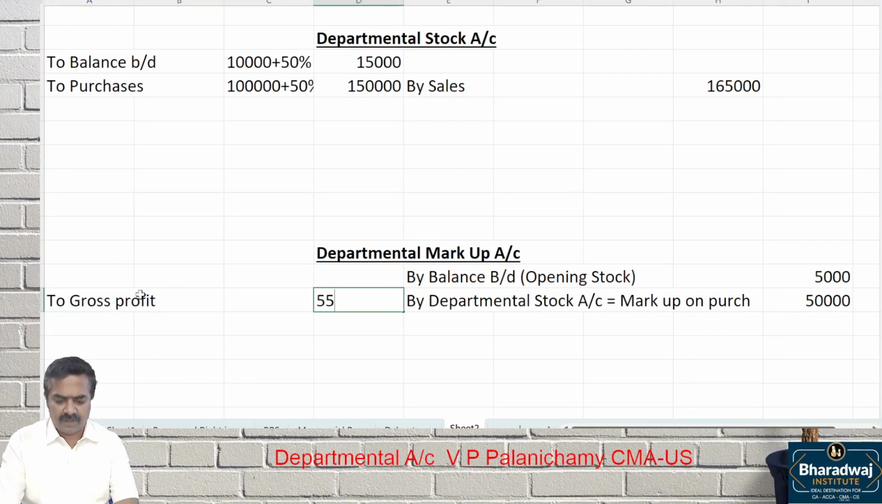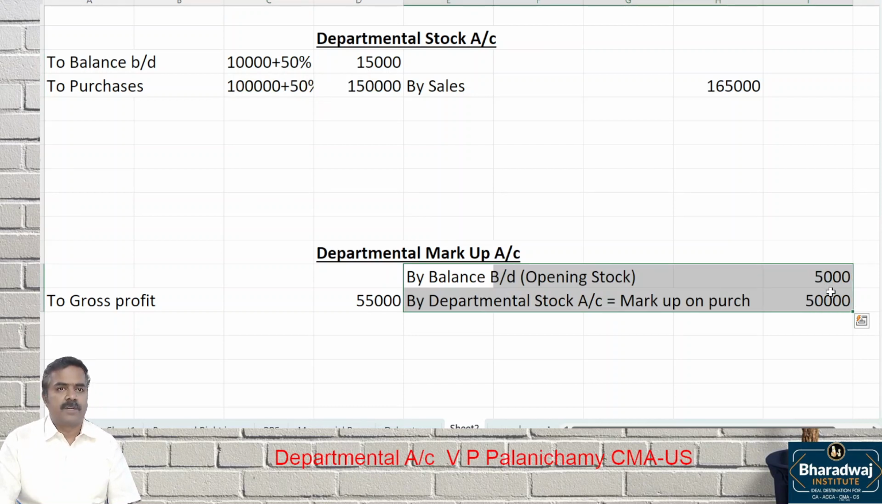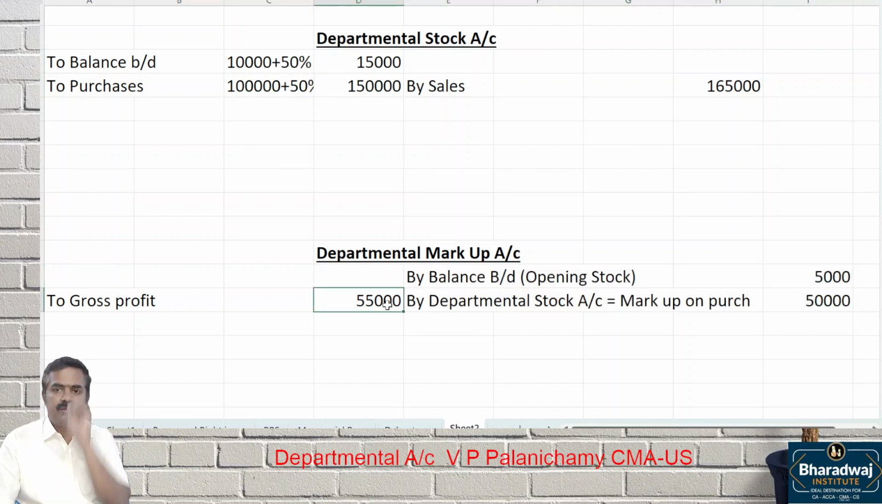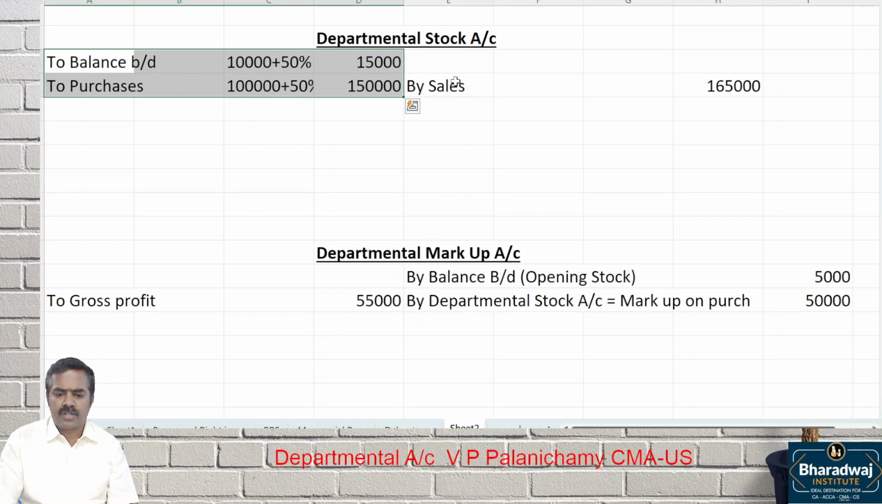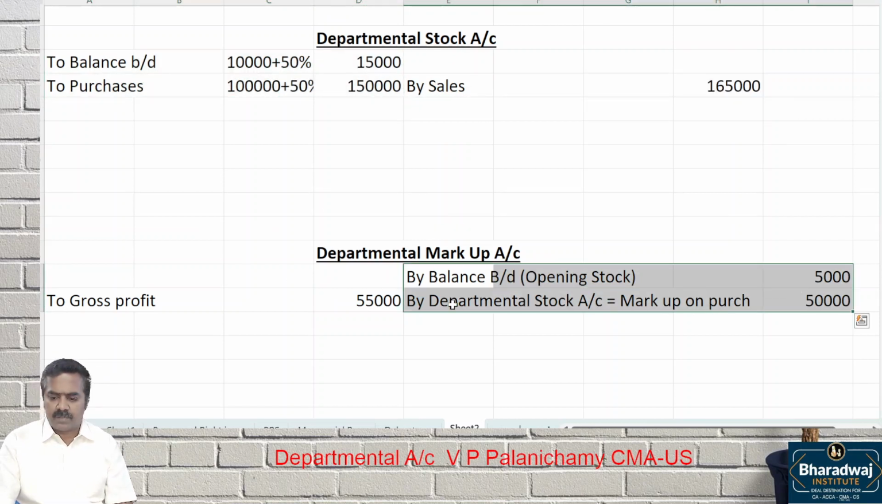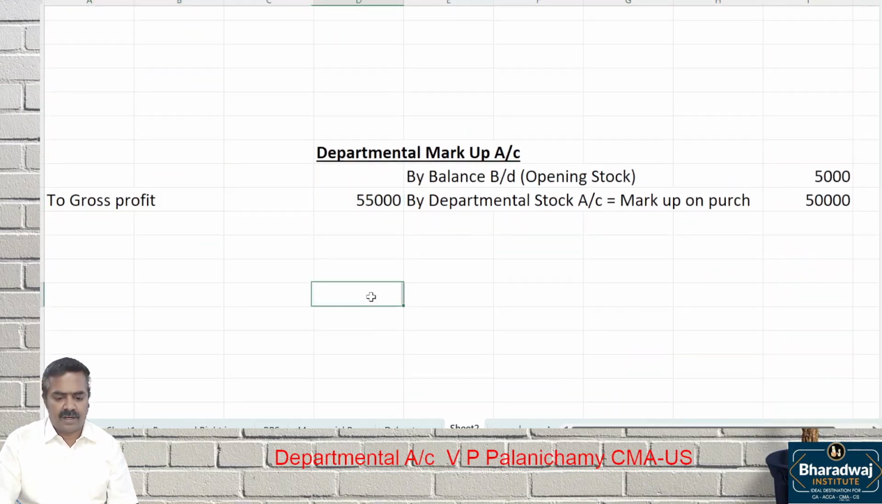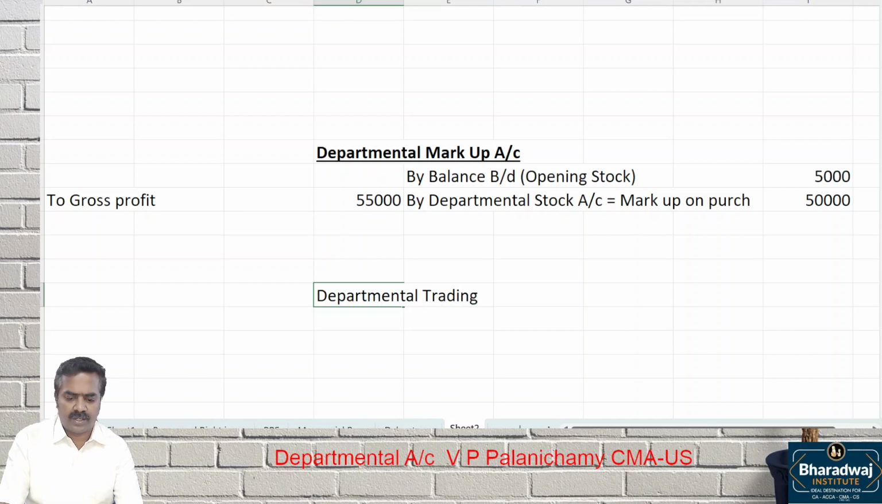What is the gross profit? 55,000. Otherwise, on the stock, how much did you mark up? 50%. What is the markup? 5,000 plus 50,000, the total markup is 55,000. I sold all the goods at the same market price for 1,65,000, which means whatever is marked up will be your gross profit. You can just prepare a departmental trading profit and loss account to understand this.